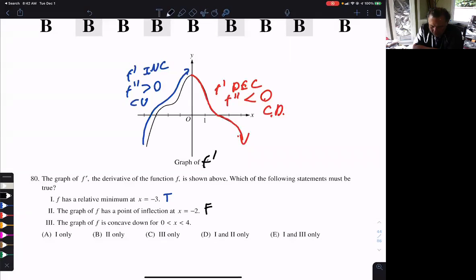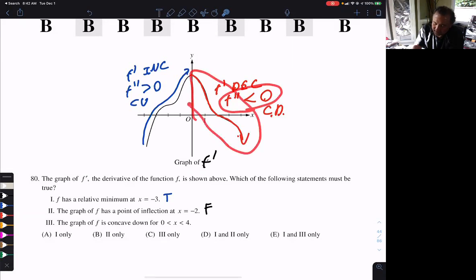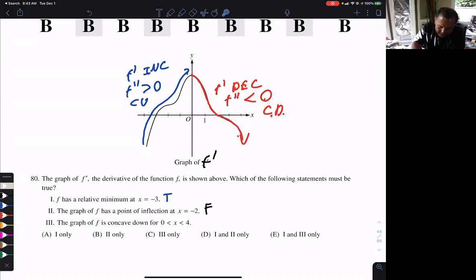Part 3. The graph of f is concave down from 0 to 4. Well, we already did the work. The second derivative is negative on this whole region. Well, therefore, true, it is concave down from 0 to 4. So that is definitely a true statement. So 1 and 3 are the true statements.